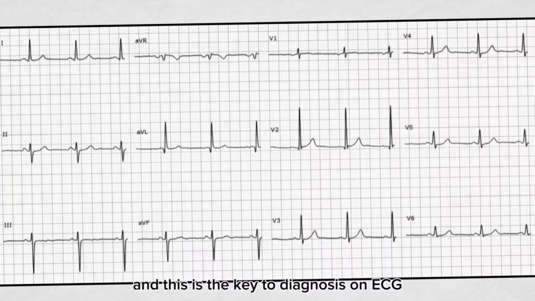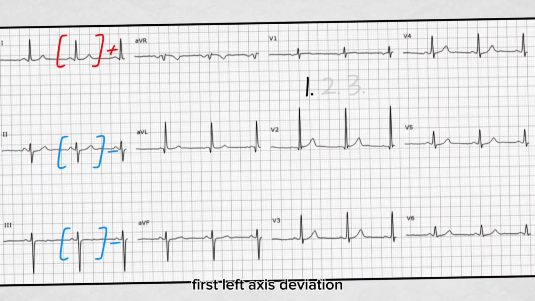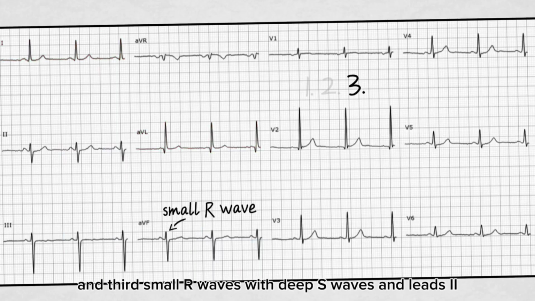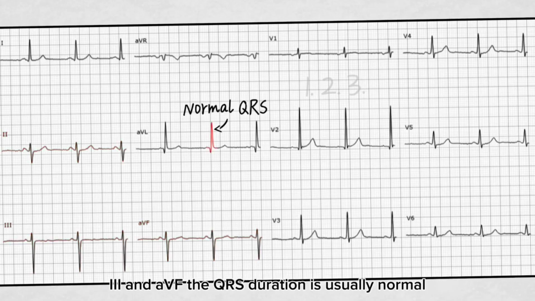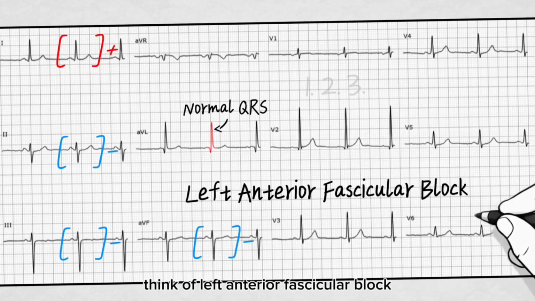On ECG, left anterior fascicular block has three classic findings. First, left axis deviation, typically between -45 and -90 degrees. Second, small Q waves with tall R waves in leads I and aVL. And third, small R waves with deep S waves in leads II, III, and aVF. The QRS duration is usually normal or only slightly prolonged. So if you see left axis deviation without a wide QRS complex, think of left anterior fascicular block.